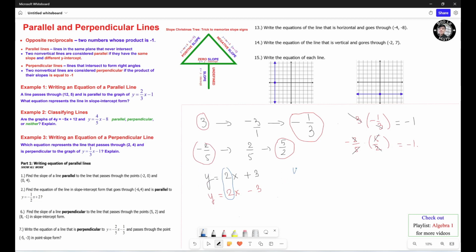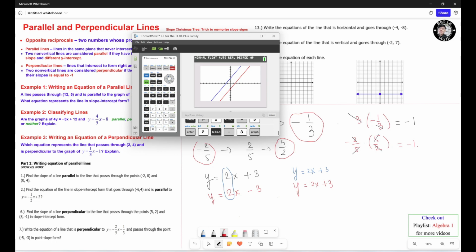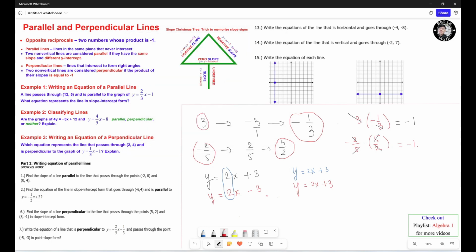For example, y equals 2x plus 3, and then the second one, y equals 2x plus 3. If you graph them, they will be overlapping. So look, 2x plus 3, the second one, 2x plus 3. Now hit graph, they are overlapping. See?